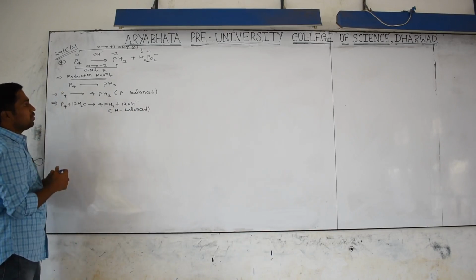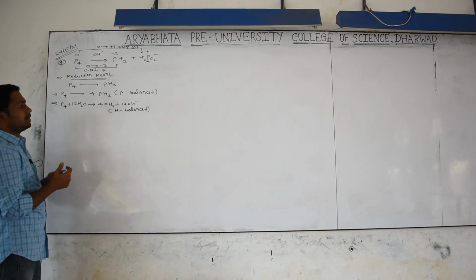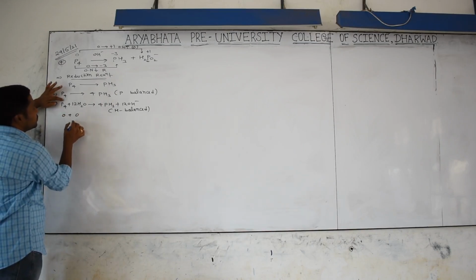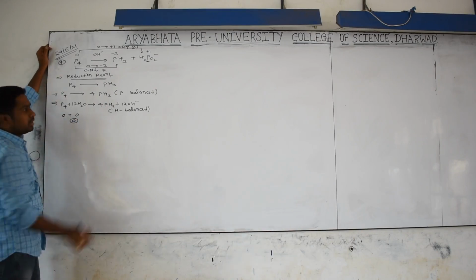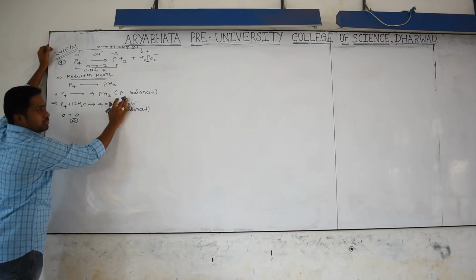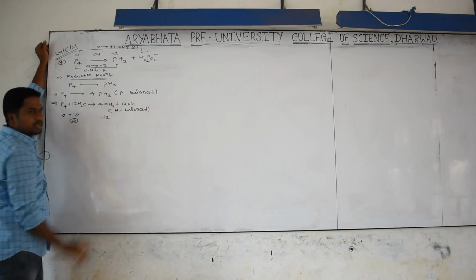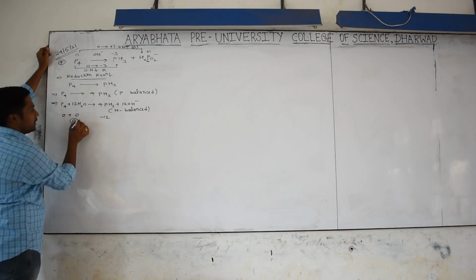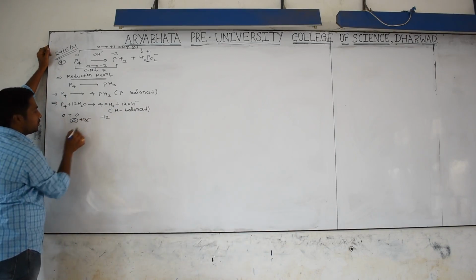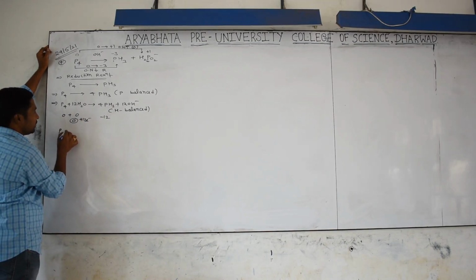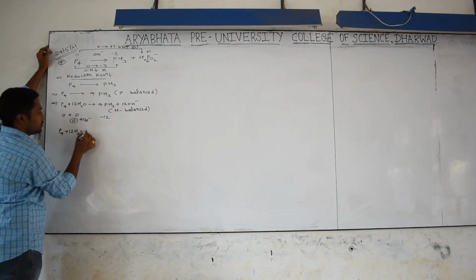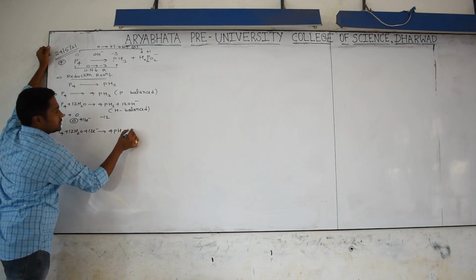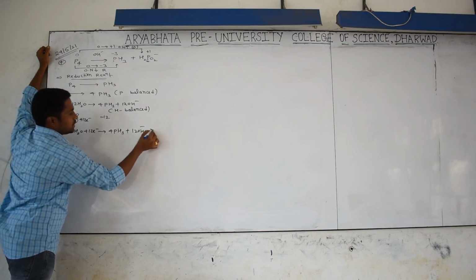After completion of everything, we have to balance the charges. What is the charge on this one? 0. What is the charge on this one? 0. So the total left side charge is 0. On the right side each OH minus is -1, so 12 means -12 is the charge. That's why we have to add electrons on the left hand side, 12 electrons. Write down the final equation: P4 plus 12 H2O plus 12 electrons gives rise to 4 PH3 plus 12 OH minus, which is equation number 1.